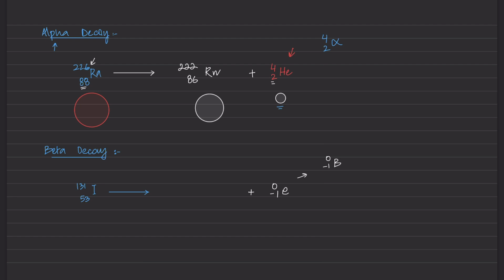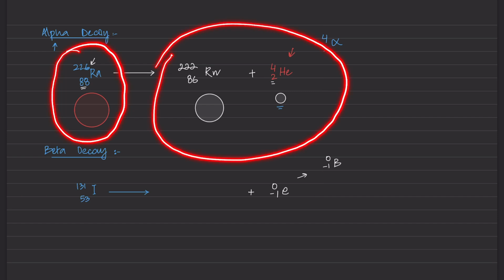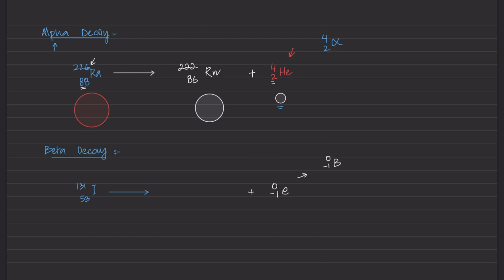Now, one thing I did not mention earlier: always remember that whatever you have on the left hand side and whatever you've got on the right, they both have to be equal. In what sense? This is 226, which means this side should be equal to 226. This is 88, this should be equal to 88, which is the case. It's balanced in the first case. For the beta decay, what's really happening is there's one electron which leaves, which is written as a -1.